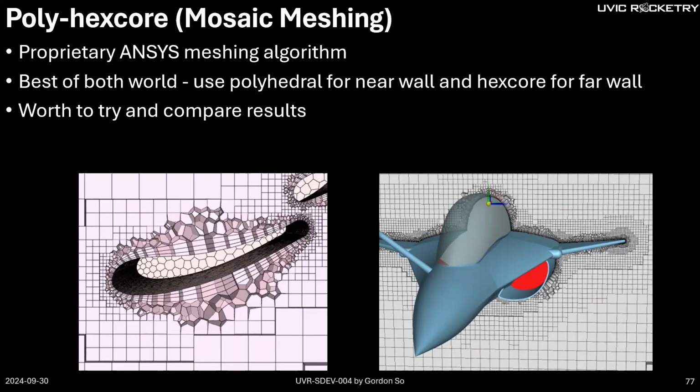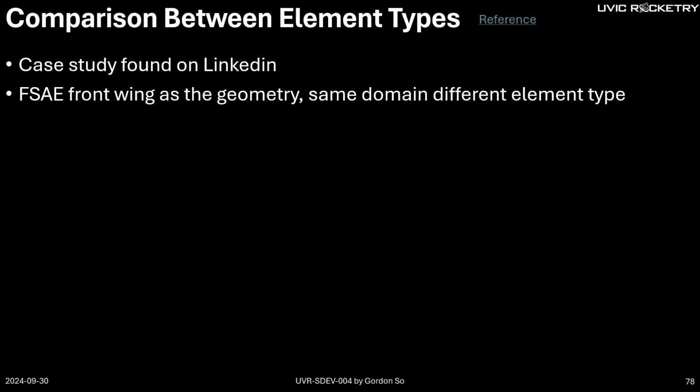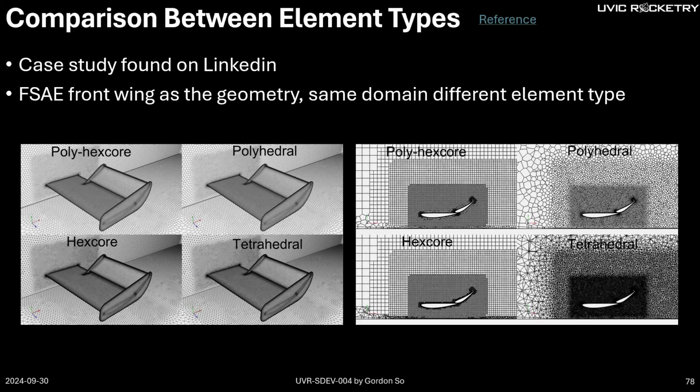And something like, maybe you want turbulent flow capturing. So we look at a case study I found on LinkedIn, which is kind of interesting. In this test case, they're doing a FSAE front wing as the geometry, using the exact same domain size and geometry to create different meshes using different mesh types. They go over exactly what we went over just now for all the different meshes, and you can see a direct comparison of how each cell looks. And yeah, I can look at hex core and polyhex core. You will see the difference visually.